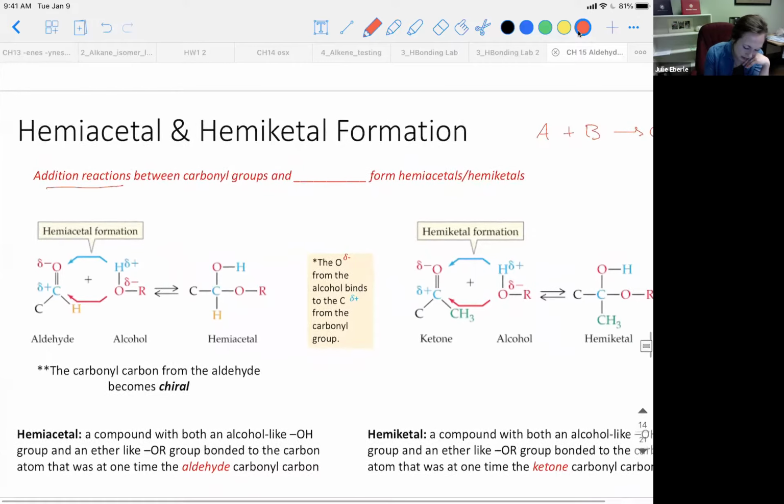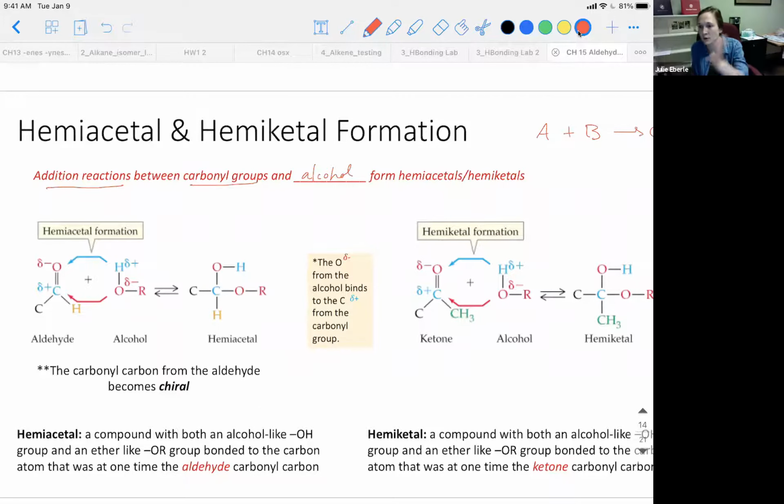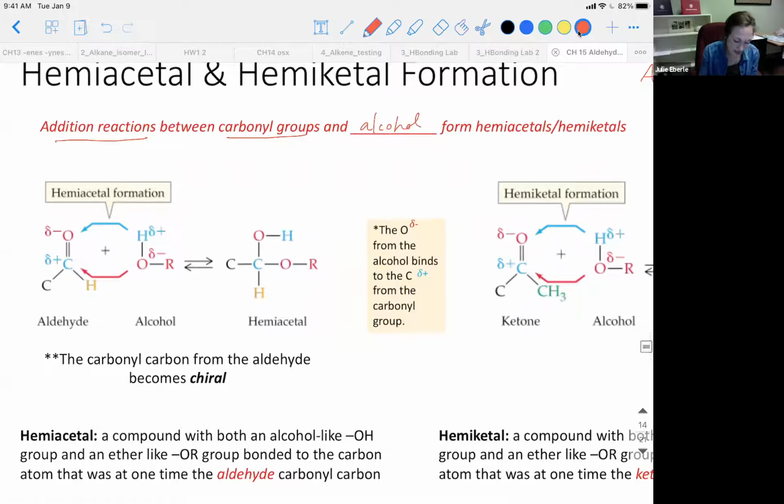So an addition reaction between a carbonyl group of some kind, some kind of aldehyde or ketone, and an alcohol forms hemiacetals and hemiketals. What we've been doing is either oxidizing one to the other or reducing. We've oxidized alcohols to make aldehydes and ketones, or we can reduce aldehydes and ketones and remake alcohols. So we've been going back and forth between them. But what happens if we take an alcohol and then an aldehyde or ketone and we mush them together? We react them. We add one to the other. Well, we get something called a hemiacetal and a hemiketal.